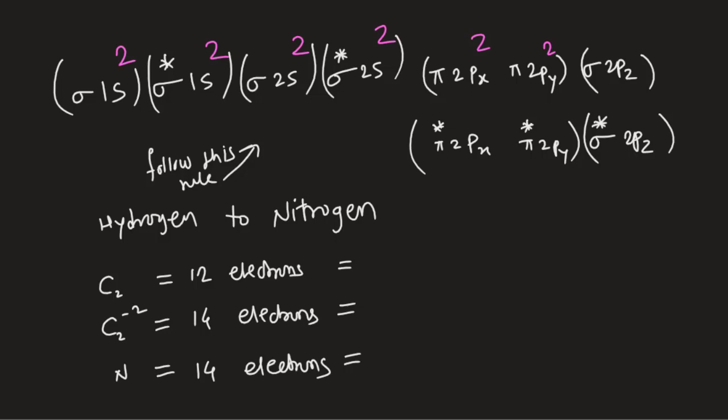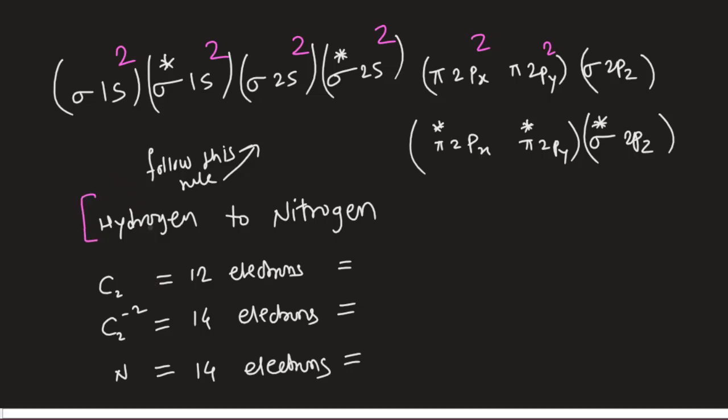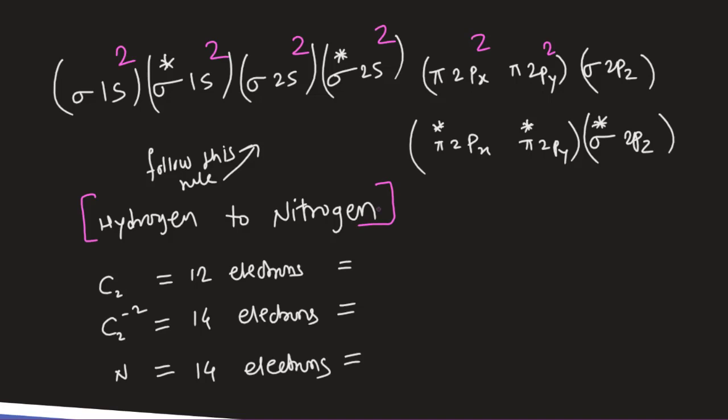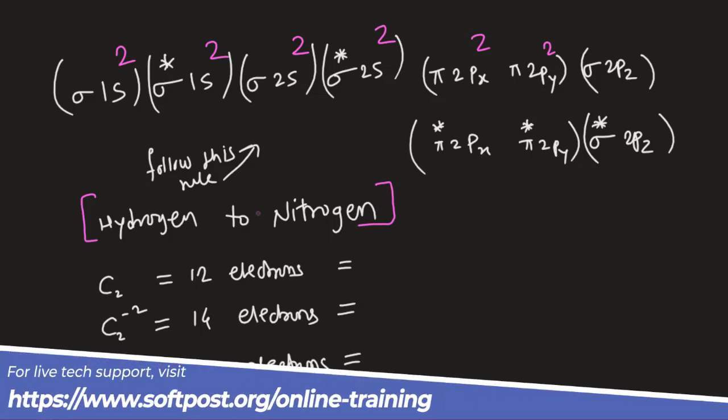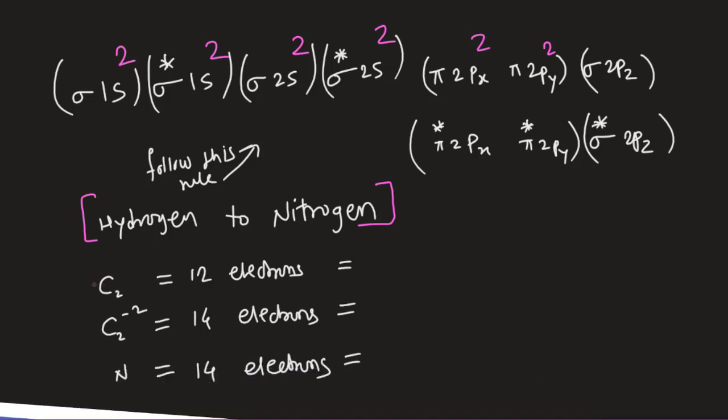So friends, in this video I will explain how you can find out the bond order for any molecule from hydrogen till nitrogen. There is a specific rule for these types of molecules, starting from hydrogen to nitrogen. For example, let us say we have got the C2 molecule. In a carbon atom we have 6 electrons, so in the C2 molecule, where there are 2 carbon atoms, we will have 12 electrons.